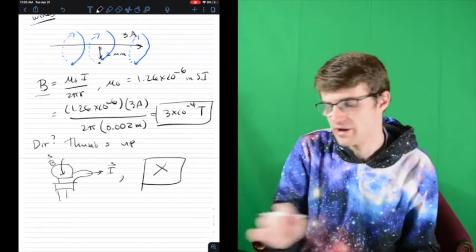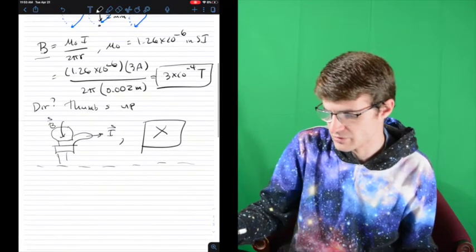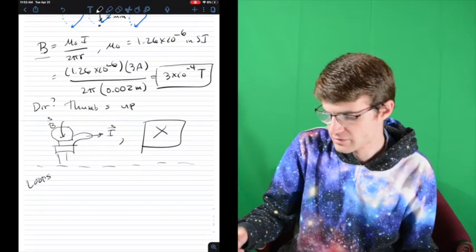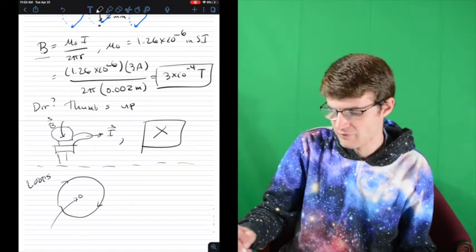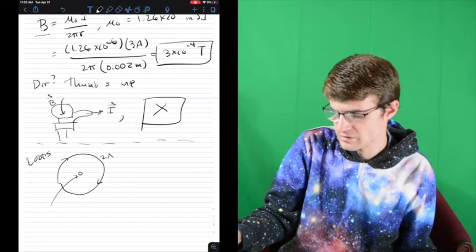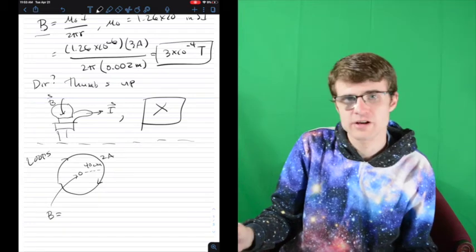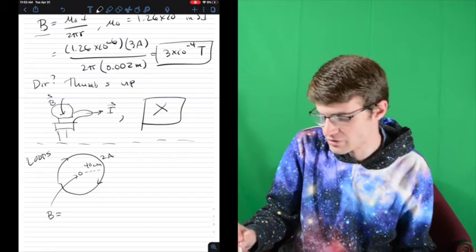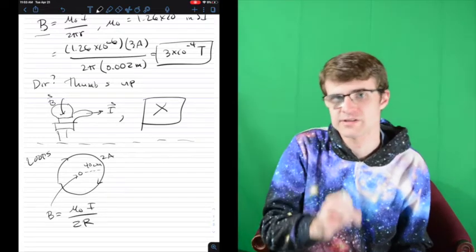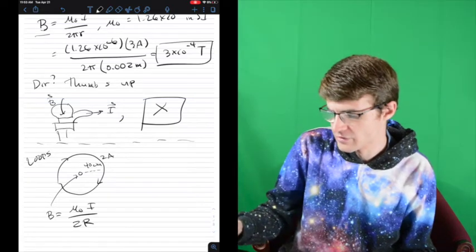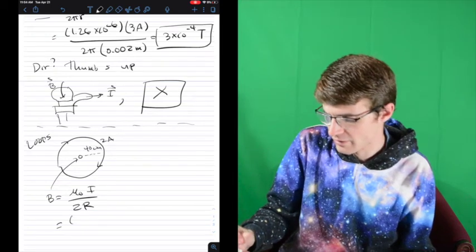So those are wires. Let's go ahead and talk about loops here, and then maybe we'll do something a little bit more abstract. With loops of current, maybe I want to know what the magnetic field is at a point in the very center. Let's say it's 2 amps of current and this distance is 40 centimeters. We use another formula that looks a lot like the one we just used, and that's mu naught I divided by 2r, the formula for the magnetic field in the very center of a loop of current. I'm just going to throw the numbers in for this problem just to get an answer so that we can talk about it.